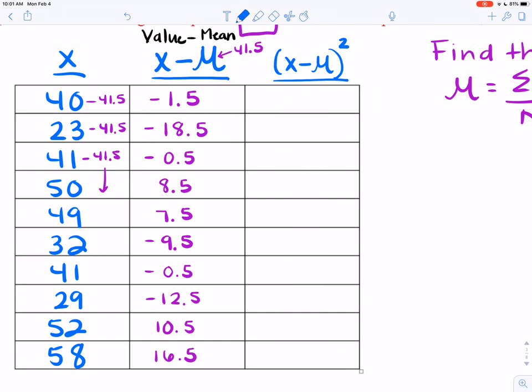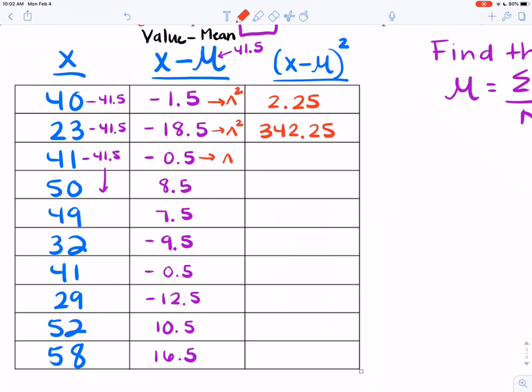Okay, so in my third column here, all I'm doing is I'm taking whatever I got for my deviation and I am raising it to the second power. Now remember, when you square a negative number, you end up with a positive number. So if I take negative 1.5 and I square it, I'm going to get a positive 2.25. All right, similarly with my second deviation of negative 18.5, if I square that, I'm going to get a positive deviation of 342.25.